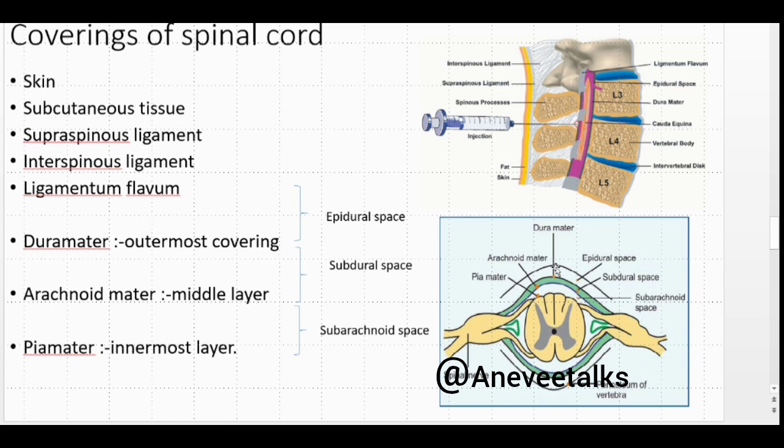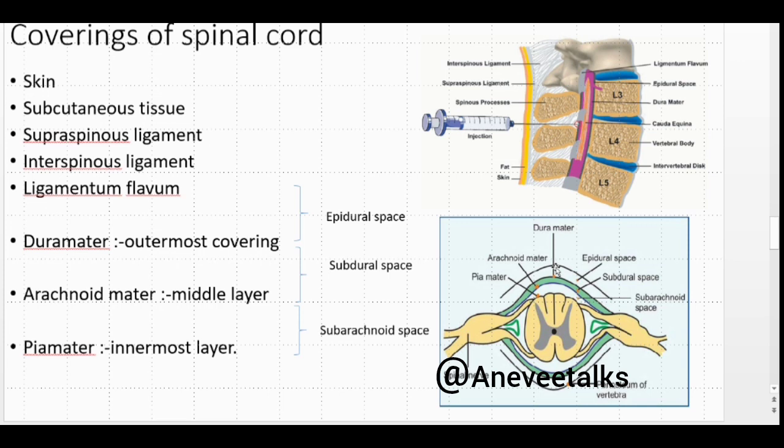Next, between the dura mater and arachnoid mater, we have the subdural space. Between the arachnoid and pia mater, we have the subarachnoid space. This is the space where we will give spinal anesthesia. That is why spinal anesthesia is also called subarachnoid block, because there we have the CSF, the fluid-like structure. So these are the coverings of the spinal cord.